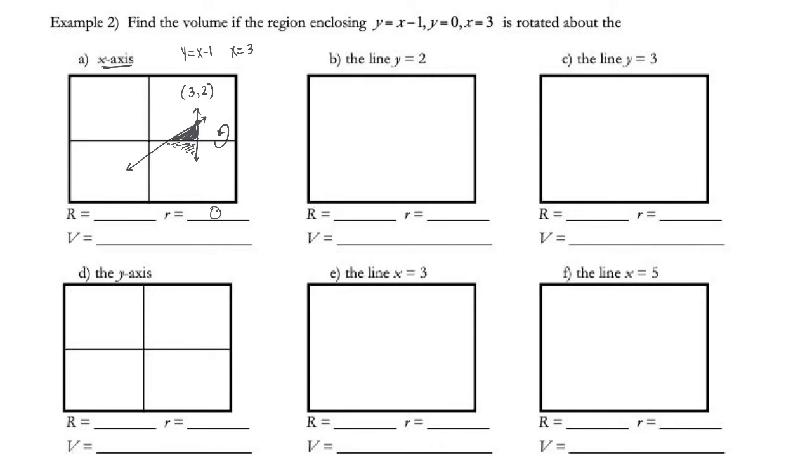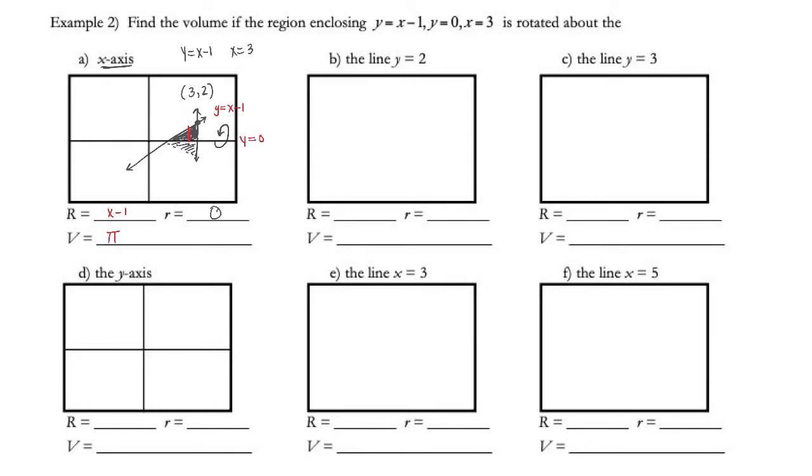And so notice that radius is going to be from our function down to the axis. So in other words, that top function is y equals x minus 1. The bottom is y equals 0. And so that distance, or the difference between those, would be x minus 1. So now we're ready to set up our volume.